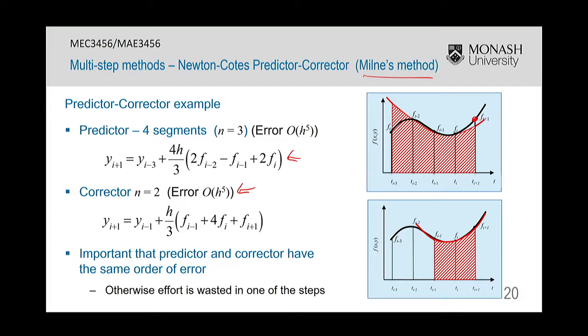So these kinds of schemes allow us to not have to take multiple guesses within a time step, for example, as you have to do in RK4. This allows us to use information that we've already calculated in the past and come up with an estimate that has a good order of error, for example, order h to the 5th. So those are the advantages of these Newton-Cotes predictor-corrector methods.